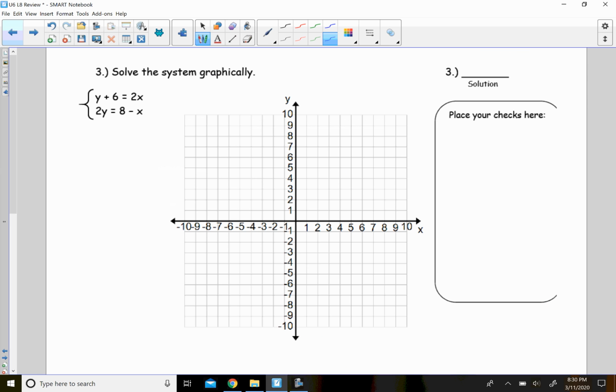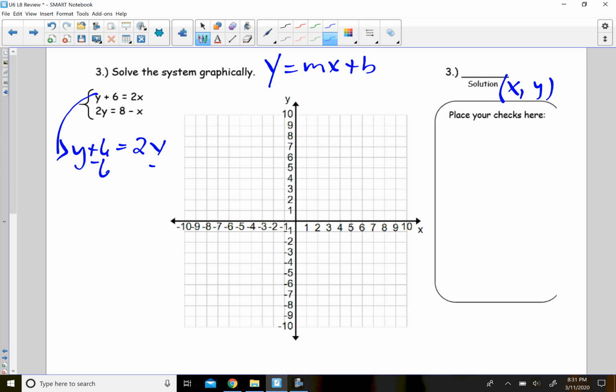And if we go back to number 3, it was the graphing one. So the solution is the point where they're going to intersect. First I have to take this top equation, y plus 6 equals 2x. To be able to graph, they have to be in y equals mx plus b form. So I need to get rid of this plus 6. So I'm going to subtract 6. So I'm left with y equals 2x minus 6.